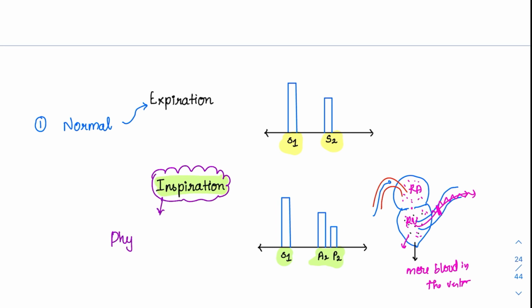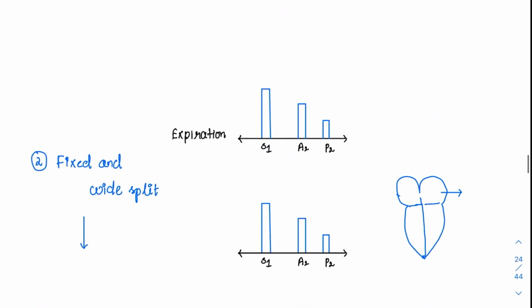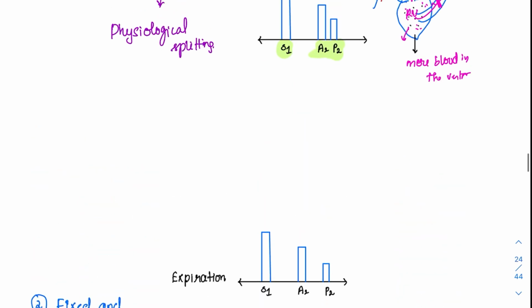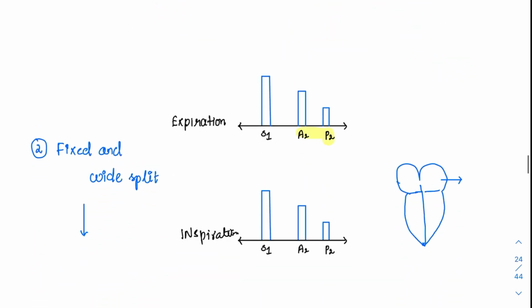Just remember this, it is very important: physiological splitting. Now we are going to see various pathological splittings. So let's try to understand what this pathological splitting is. There is one pathological splitting in these two diagrams. You can compare, the above one is expiration and the below one is inspiration. In both of them there is a splitting, and compared with the normal diagram, the splitting is wider. The splitting distance is the same in both.